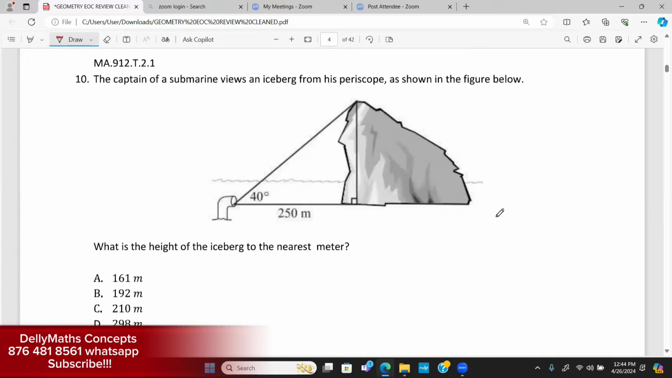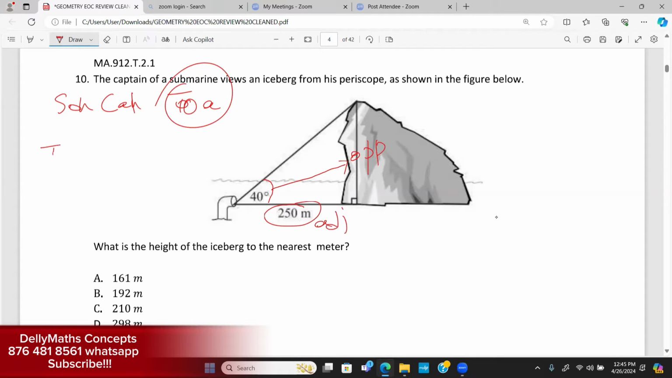All right, so number 10. The captain of a submarine views an iceberg from a periscope, as shown in the figure. What is the height of the iceberg to the nearest meter? Again, we're looking at angle of elevation, as you could see. So this is opposite, and we have the adjacent side. Again, SOH CAH TOA. We're going to be using tan, opposite, which is this side, and the adjacent leg right here.